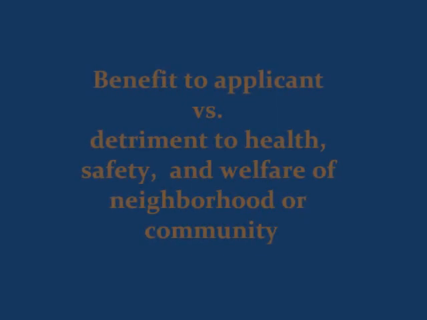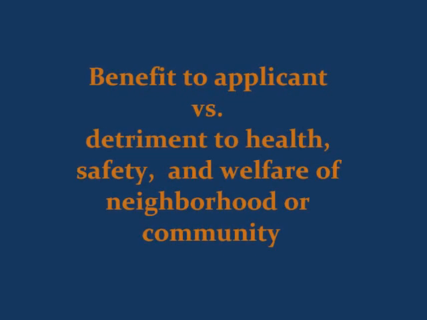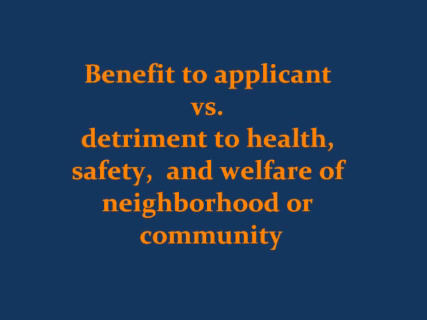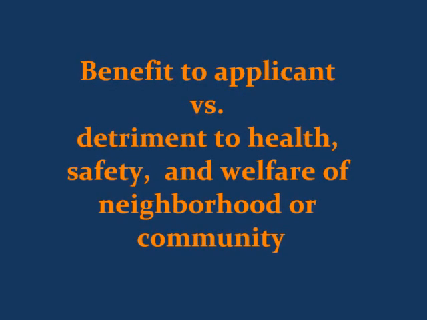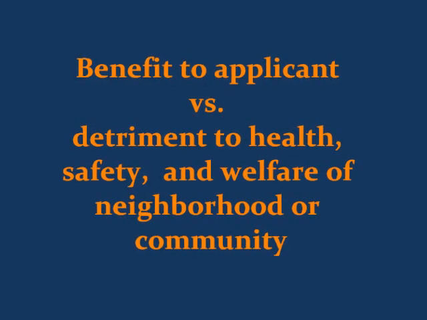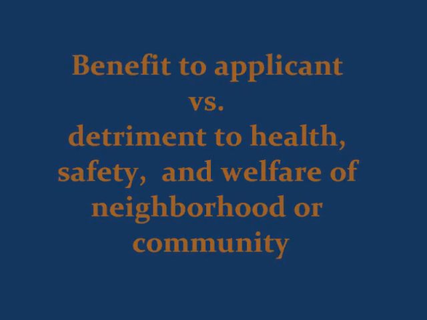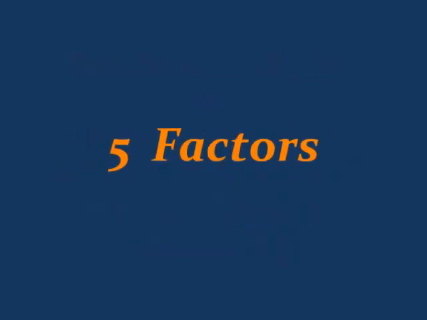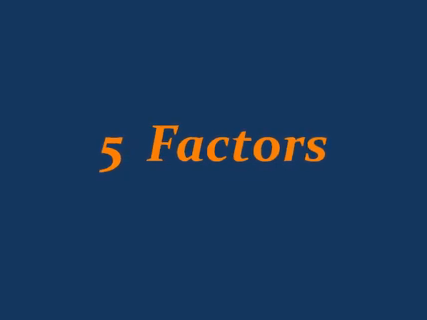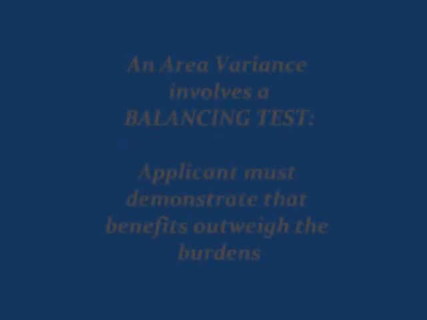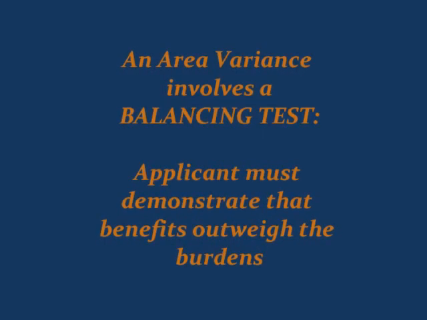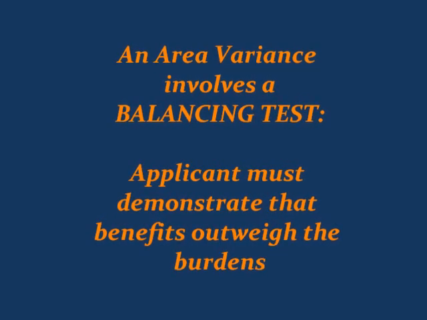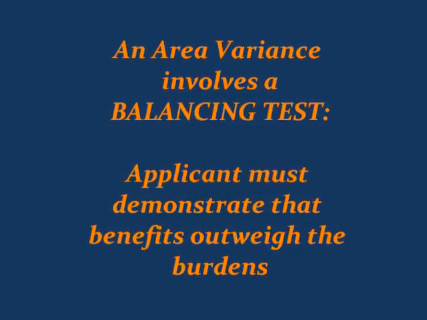In making its determination on whether to grant an area variance, the ZBA must consider the benefit to the applicant, if granted, as weighed against the detriment to the health, safety, and welfare of the neighborhood or community. In making this determination, the board weighs 5 factors, none of which is determinative on its own. It is important to remember that an area variance determination involves a balancing test. The applicant bears the burden of demonstrating that the benefits of the variance outweigh the burdens.